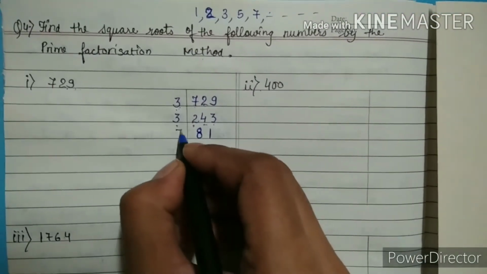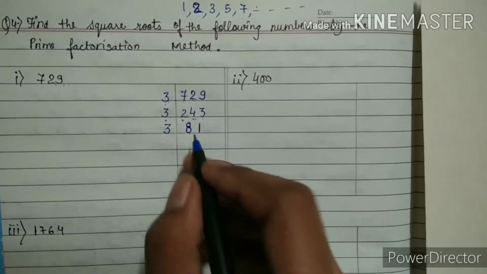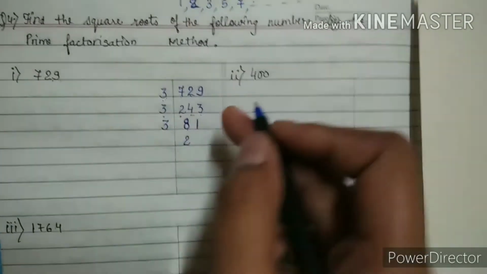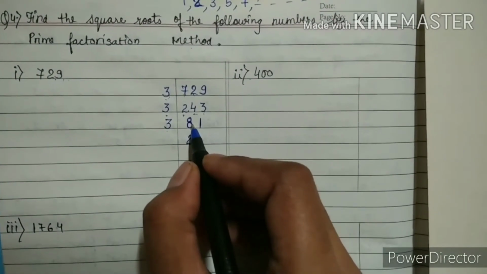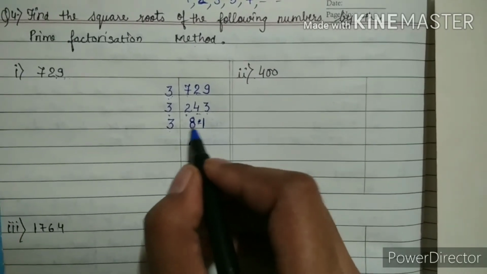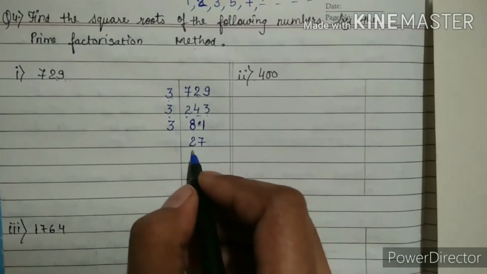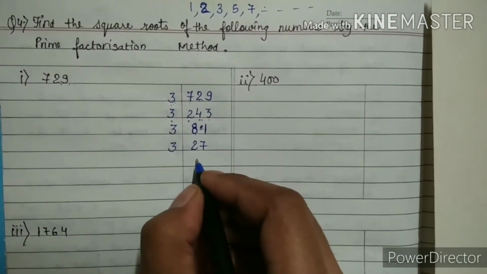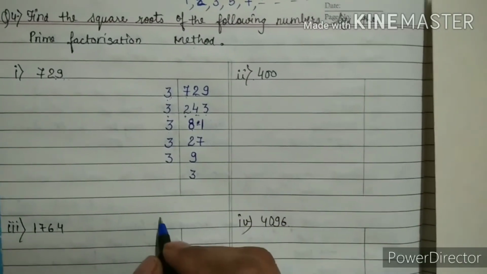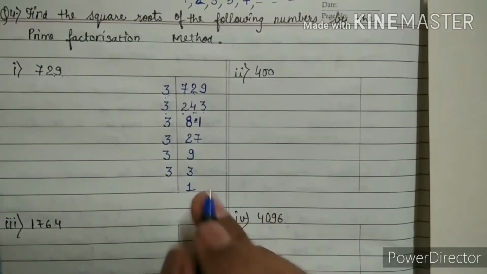Again we divide by 3. In the table of 3, 8 does not come, but less than 8, 6 comes 2 times. 8 minus 6 is 2, which remains, and that 2 goes near the 1, and 21 will become. 21 is in the table of 3, 7 times. Now 27 is in the table of 3, 9 times. 9 goes 3 times, and lastly we have 3, which gives 1. After getting 1 we will stop.